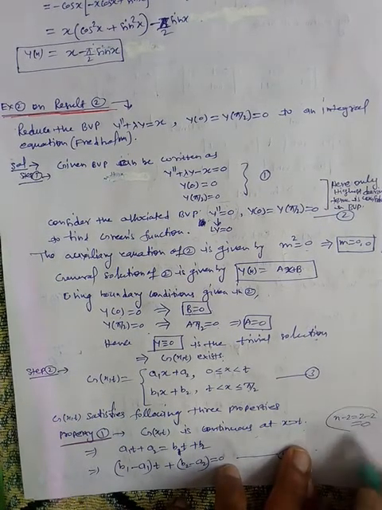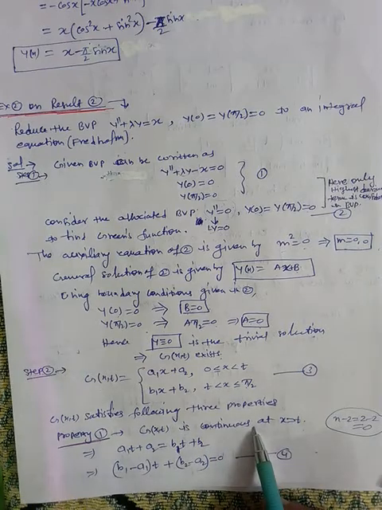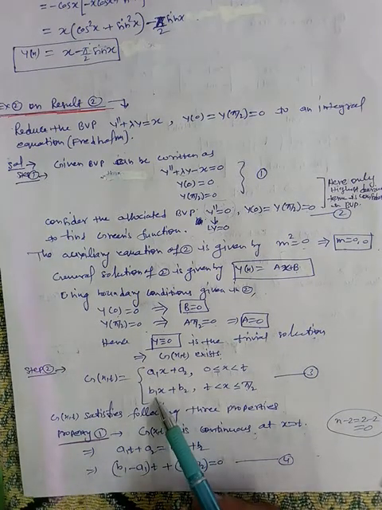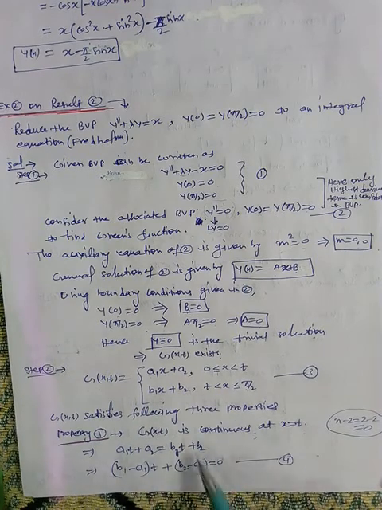It means only G(x,t) is continuous. So a1 t + a2 = b1 t + b2. When you simplify this, we get (b1 - a1) t + (b2 - a2) = 0. This is equation number 4.